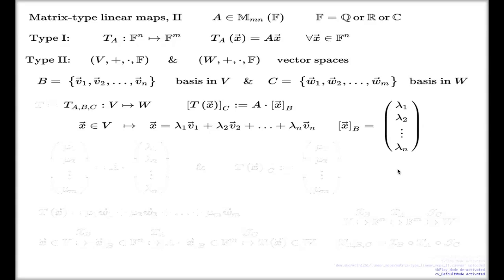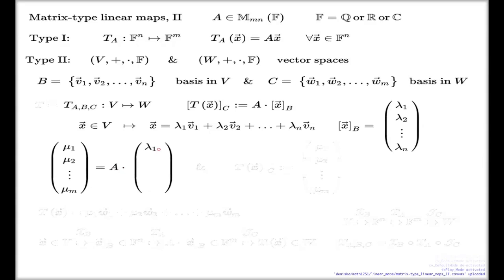That's the first stage of the map. The second stage of that map takes this n tuple and produces a new m tuple by multiplying this n tuple with the matrix A. So by using this map, T_A, we take this n tuple and produce a new m tuple, which I will use the letter mu for: mu1, mu2, up to mu m, which is a product of my original A matrix from here and my n tuple from here, like this.